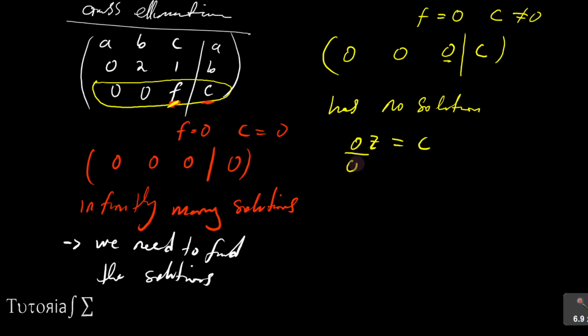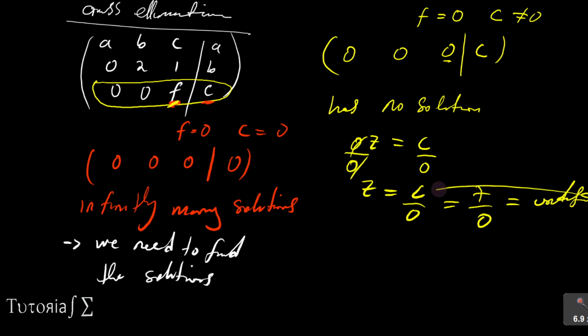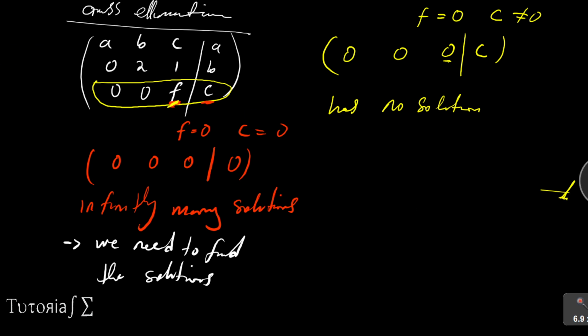Then we can divide both sides by 0. Then z will be equal to C over 0. If C is 7, for instance, what is 7 over 0? This is undefined. So that is why we conclude the system has no solution. So these will be our guides. The last row will be our guides, and we'll be looking at that.